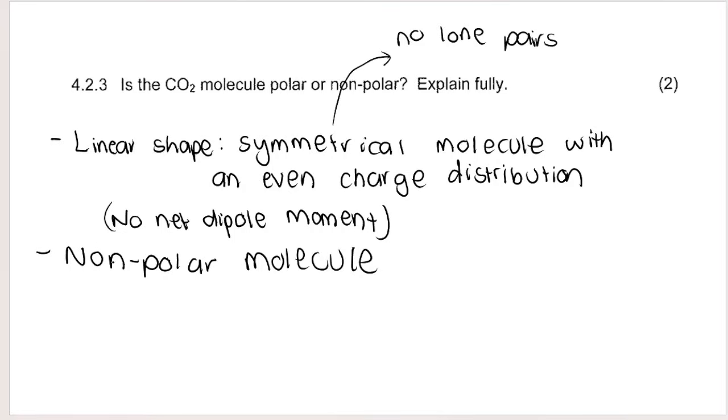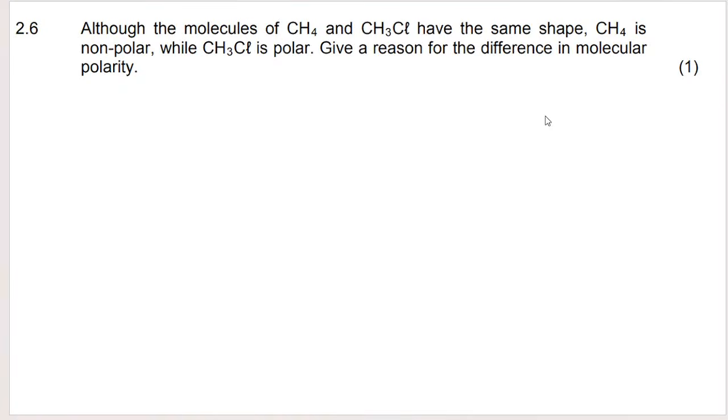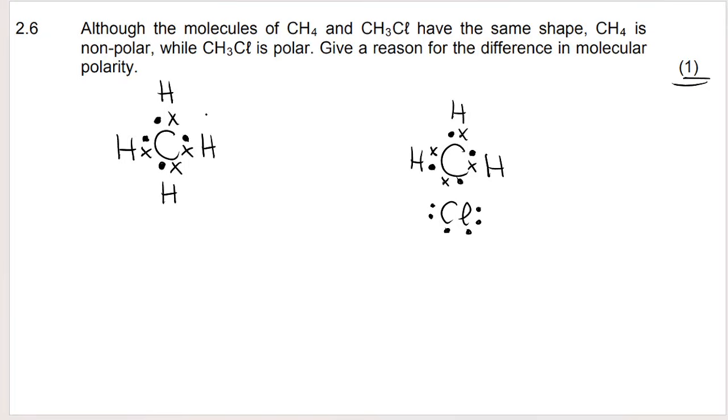To decide if a molecule is polar or non-polar, we have to look at the symmetry, we have to look at the charge distribution. 2.6 says, although molecules of CH4, this is methane, and CH3Cl, this is chloromethane, have the same shape, and by the way, that shape is tetrahedral, I'll show you now. CH4 is non-polar, while CH3Cl is polar, and they want us to give a reason. It's only 1 mark, but I'm going to explain it properly. So as you can see, both of these molecules will have the formula AX4. They're both tetrahedral in shape. However, it says they have the same shape, but this one is a polar molecule and methane over here is non-polar, and they want a reason for the answer.